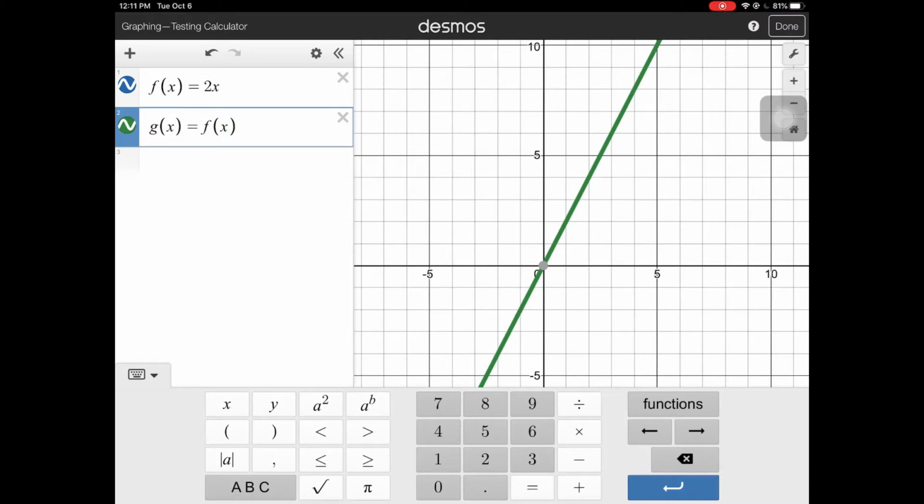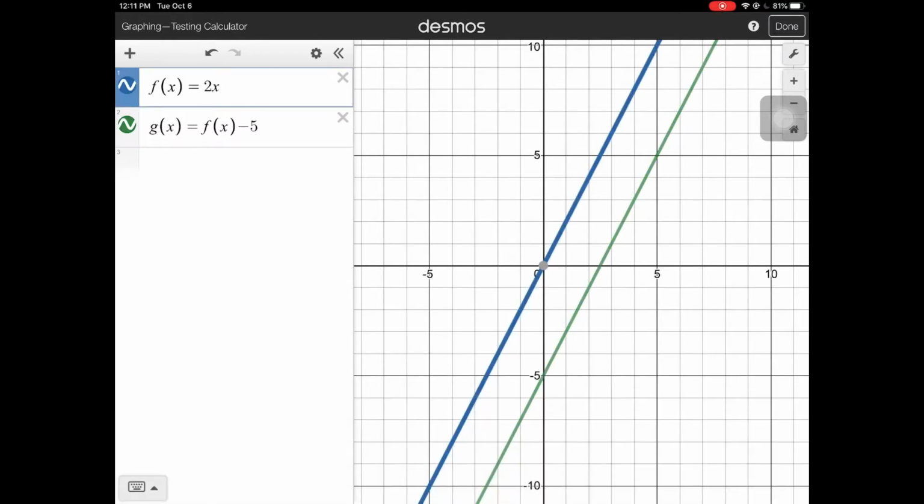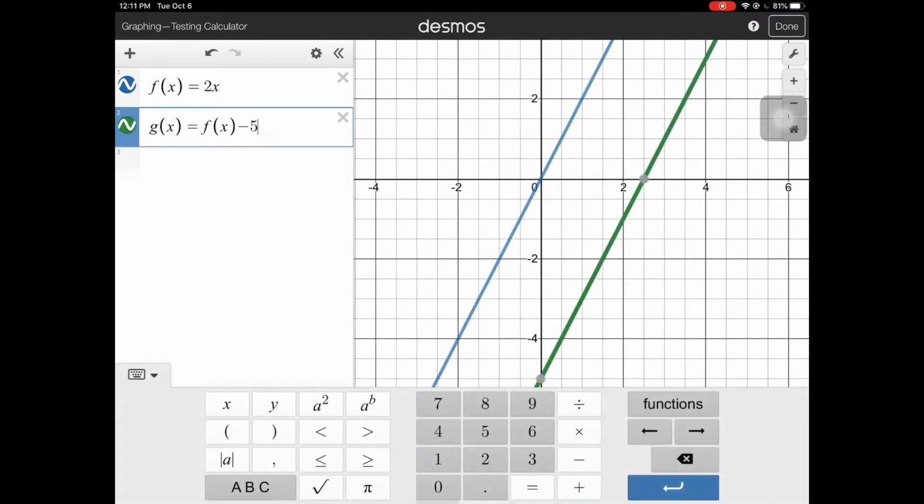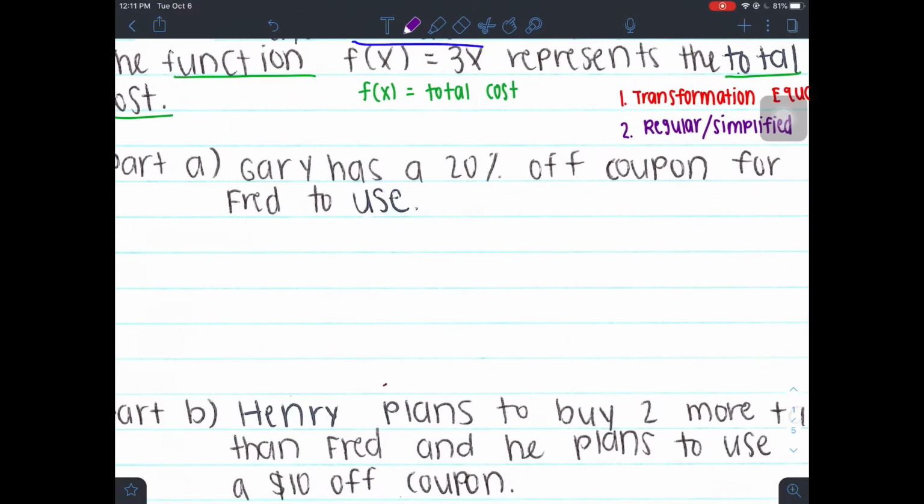But let's say I wanted to move f of x down 5. Well, down 5 would mean I would subtract 5 on the outside. It would take our y-intercept and then move it down. So it took the point from the origin and moved it down 5. Okay, so if we're doing nothing to it, then they're going to be exactly the same. So that's just a little bit of a reminder.